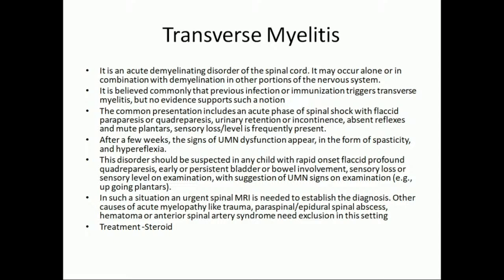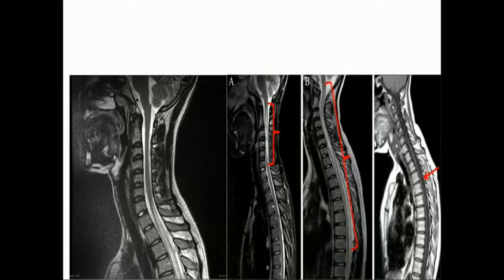Second thing, there is a sensory loss or sensory level. At the level of spinal injury or spinal affection, there would be a sensory level. So we have to keep this in mind, and MRI is very important to diagnose a case of transverse myelitis. So MRI spine has to be done, and treatment is usually steroid.